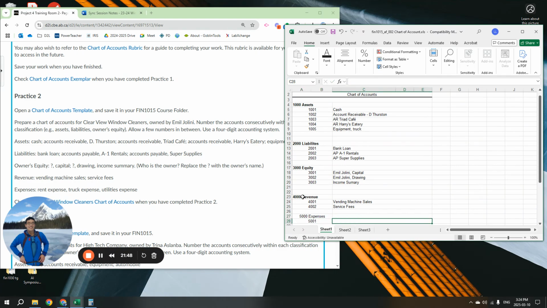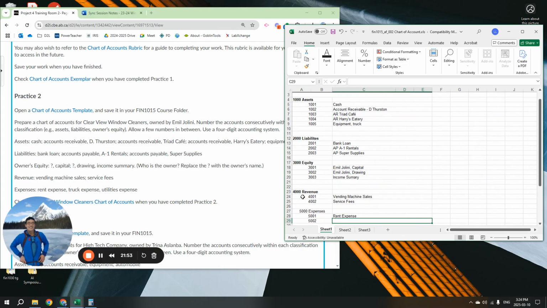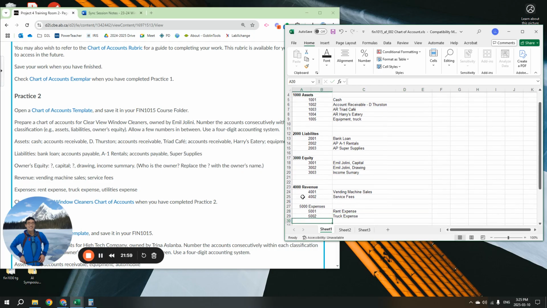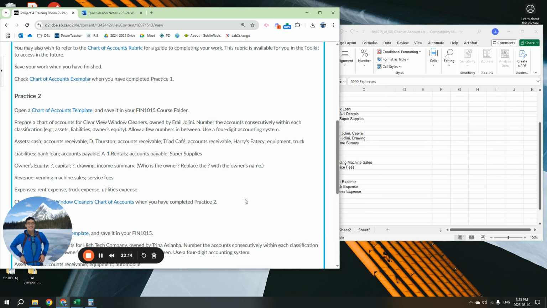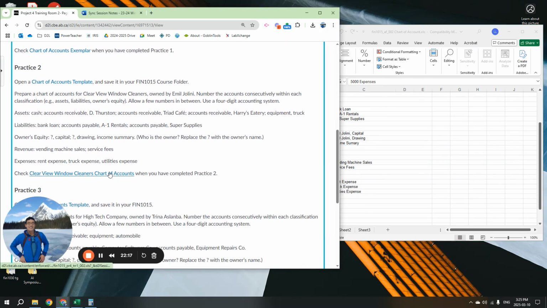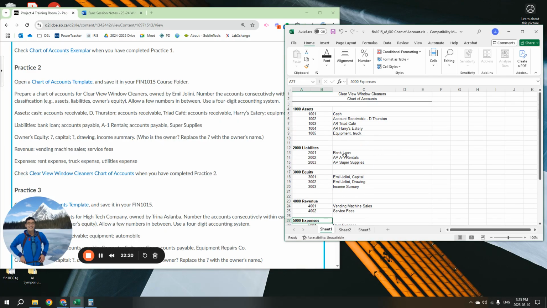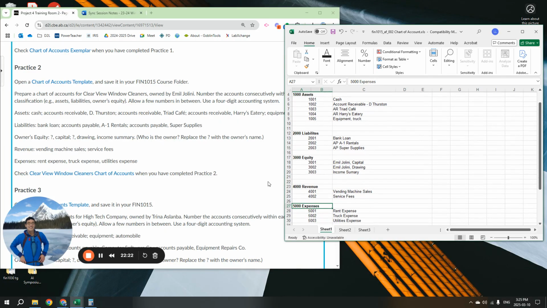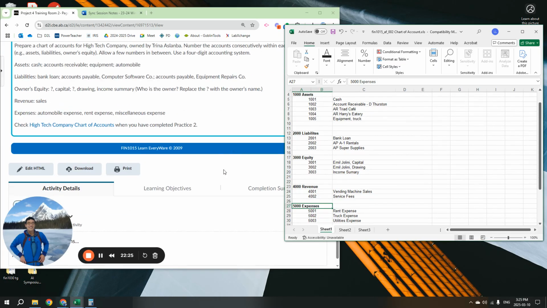5,001 would be, what is that? Rent expense. 5,002 would be truck expense, and 5,003 would be utilities expense. Okay. All right. So that is our chart of accounts. And we could click on here and see what their answer is and compare our results to the answers. All right. And then that's the practice page.